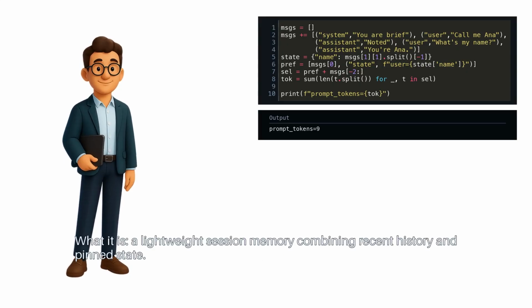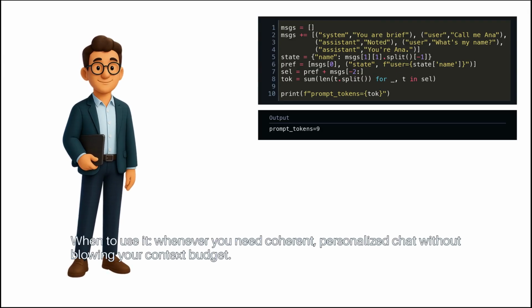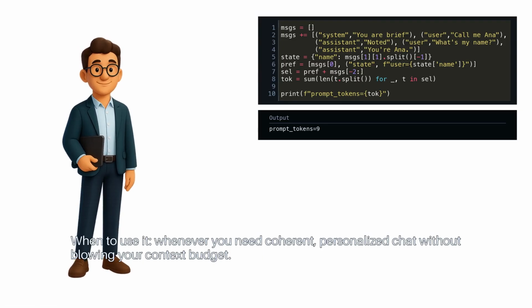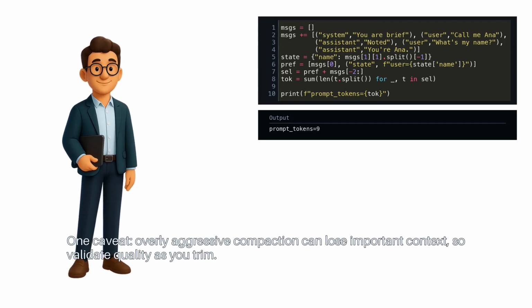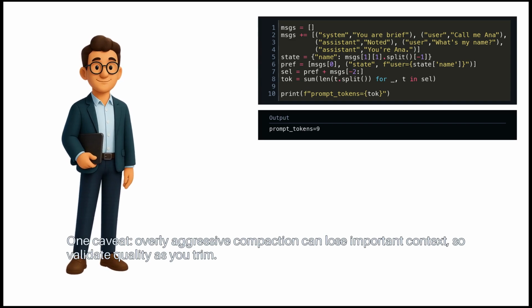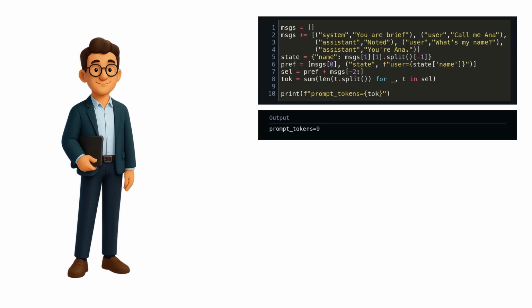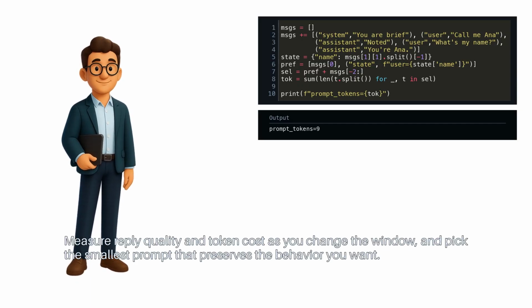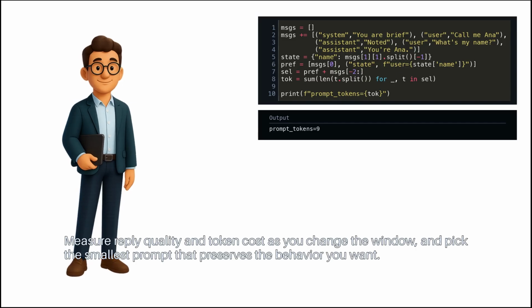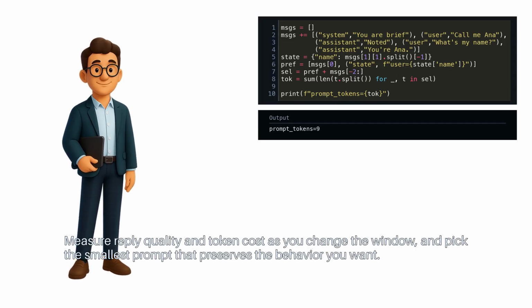Recap. What it is: a lightweight session memory combining recent history and pinned state. When to use it: whenever you need coherent, personalized chat without blowing your context budget. One caveat: overly aggressive compaction can lose important context, so validate quality as you trim. Next step: tune the window size and the set of pinned keys. Measure reply quality and token cost as you change the window, and pick the smallest prompt that preserves the behavior you want.